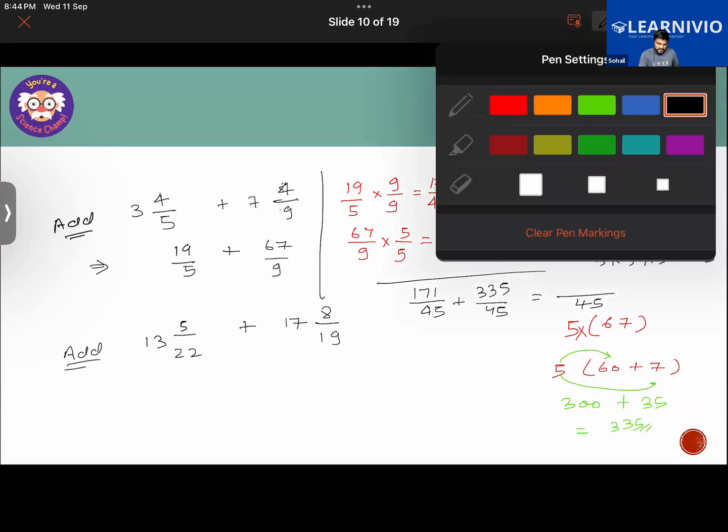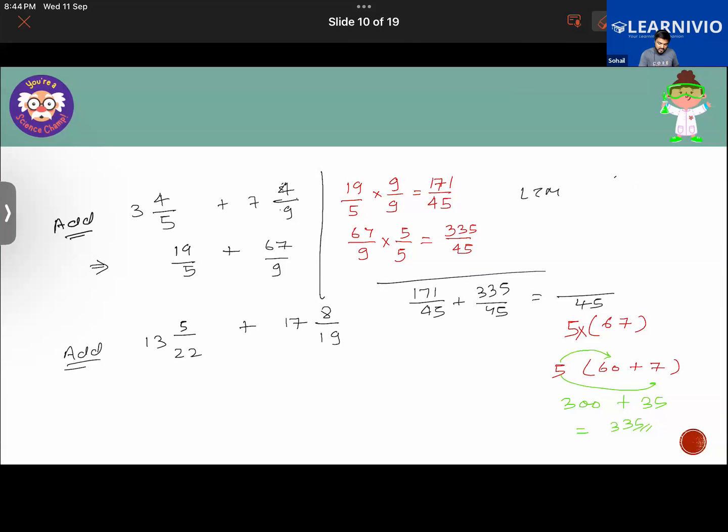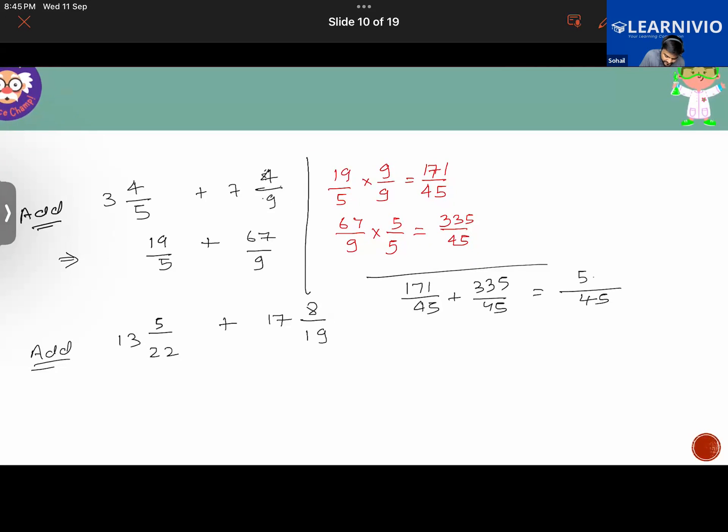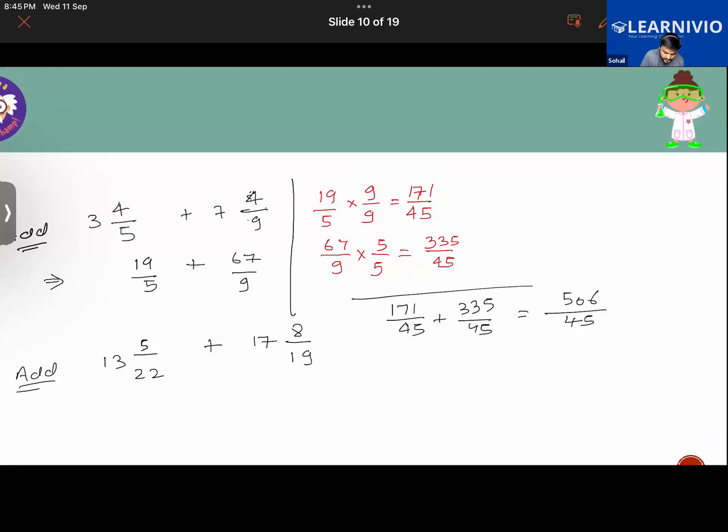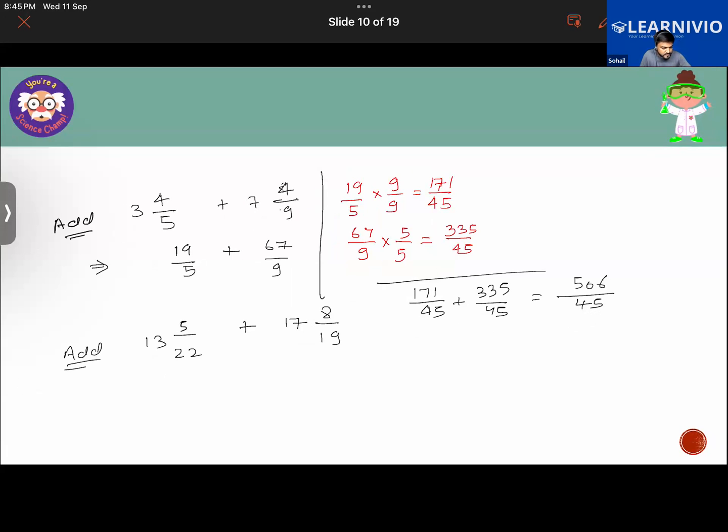After so much calculation, obviously mathematics is all about calculation. Sir, 171 plus 335 is 506. Very good. 506 upon 45. It didn't take that long. Okay, so that is the answer.